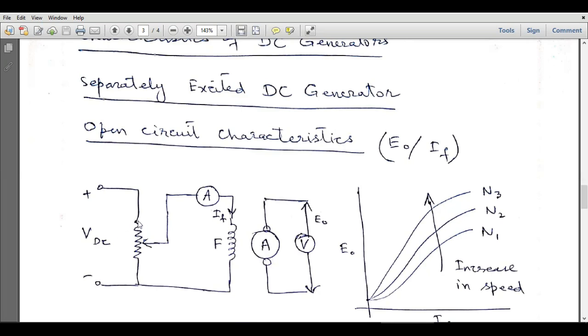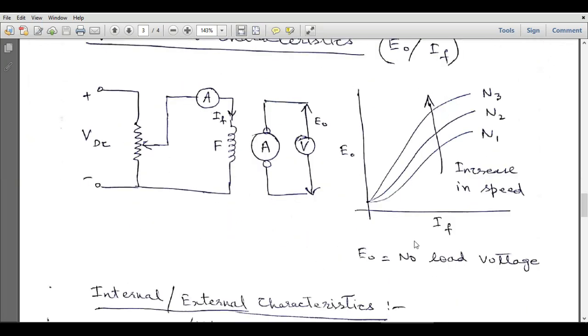This is a variable resistor which is connected in series with the field winding, and that variable resistor is used to control the field current or field excitation. That field current controls the magnetic flux, and with that varying magnetic flux, we can check the variation of the output voltage.